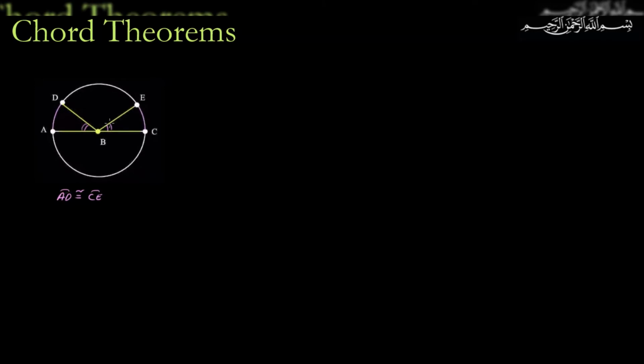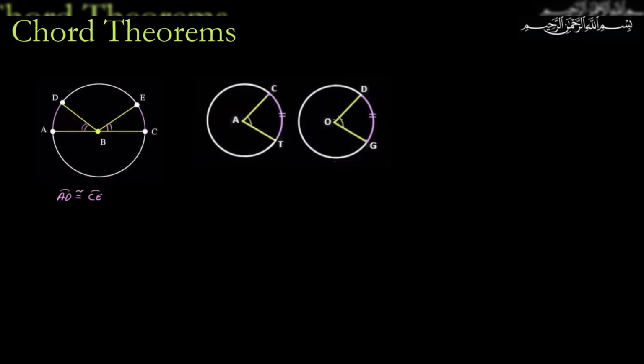Now this is true if the central angles are congruent in the same circle, or if they belong to different circles like this, as long as the radii of the circles are congruent. So if two central angles are congruent, then their corresponding arcs will be congruent, as long as they belong to the same circle or congruent circles. These two circles should be congruent, because then the radii will be congruent. So here we can say circle A is congruent to circle O, and two circles are congruent if their radii are congruent. This is the first theorem that we learn.